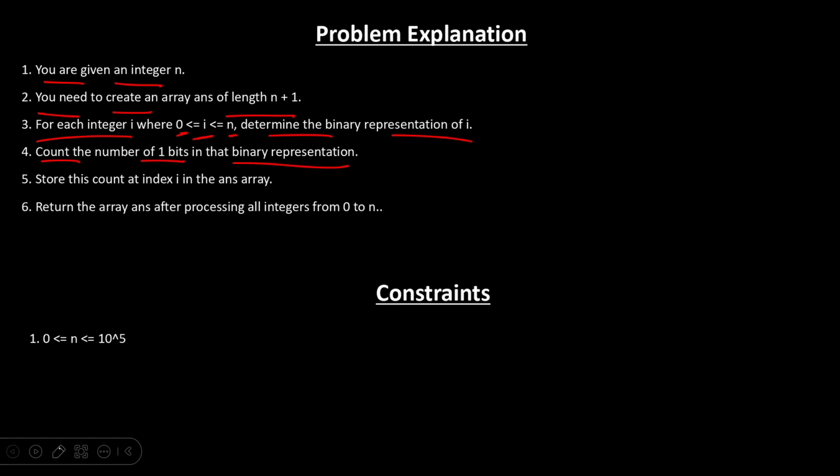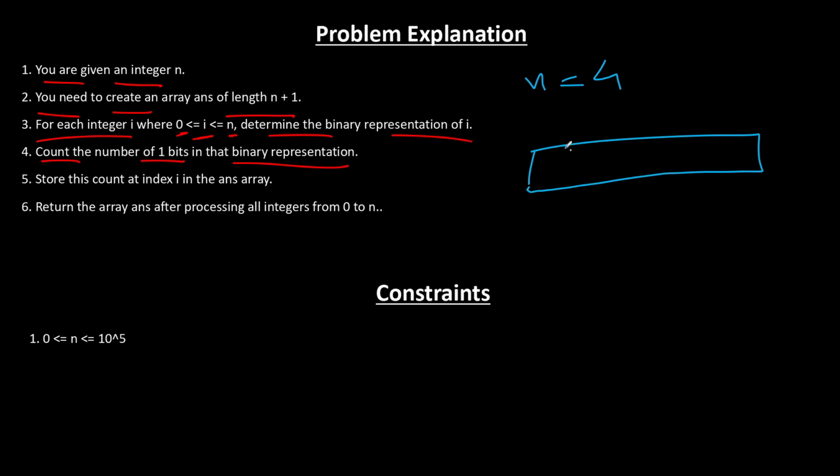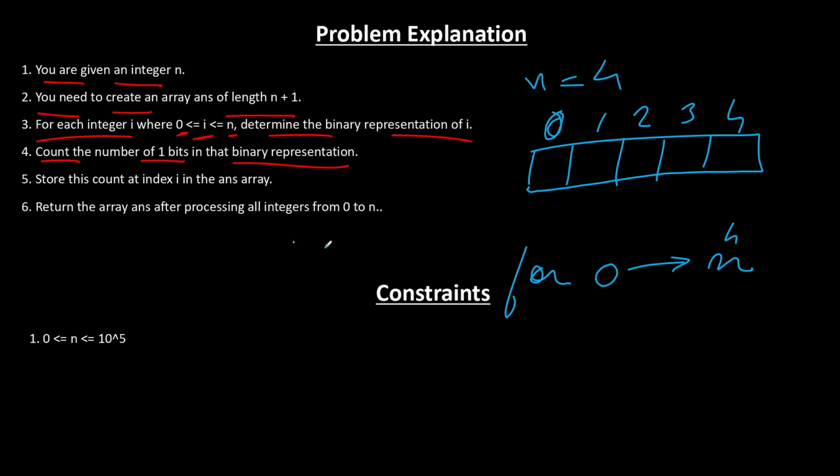So basically, what they are trying to say is that if n is suppose 4, then the array size has to be n plus 1, right? So it will be 0, 1, 2, 3, 4. N was 4, size of the array is 5, correct? Now they're saying that for each integer I from 0 to n, n is included. In this case n is 4, so that means 0 to 4. Determine the binary representation of I, count the number of ones in that binary representation, and store this count at index I in the answer array.